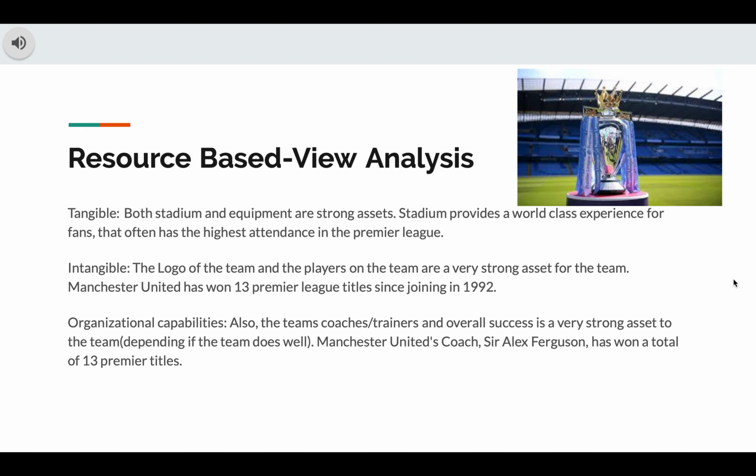Manchester United's resource-based view analysis allows it to evaluate its company to determine what competitive advantage it has over its competitors. For tangible resources, Manchester United has a very prominent stadium that constantly has one of the highest attendance rates in the Premier League. They also have world-class equipment that constantly makes their players develop faster in order for their team's success to get better and better each year. Both of these are strong assets to the team.